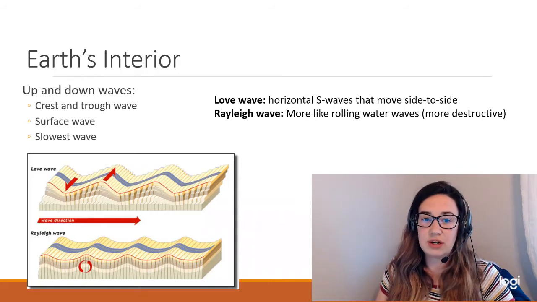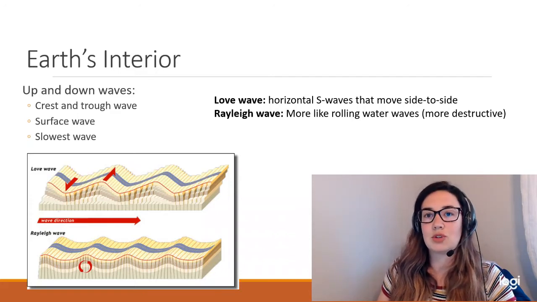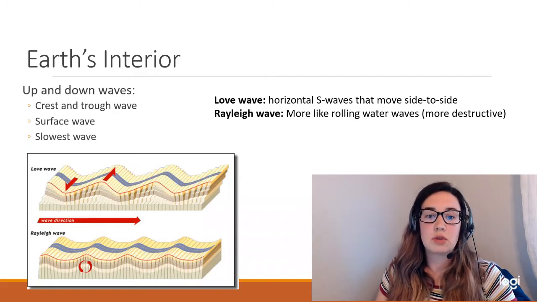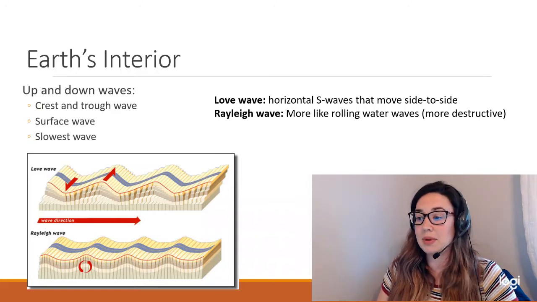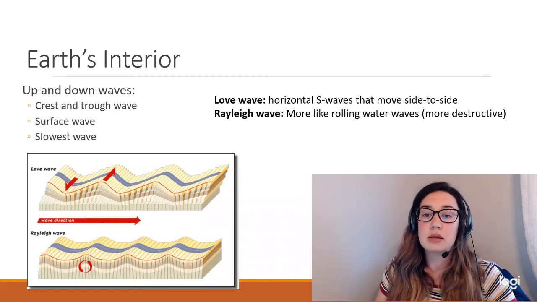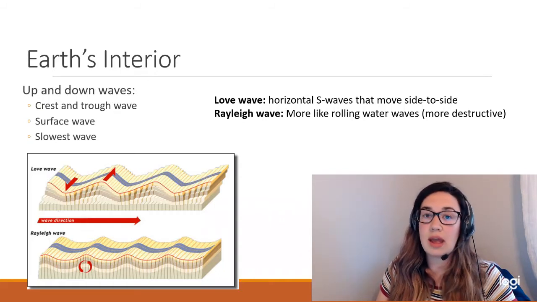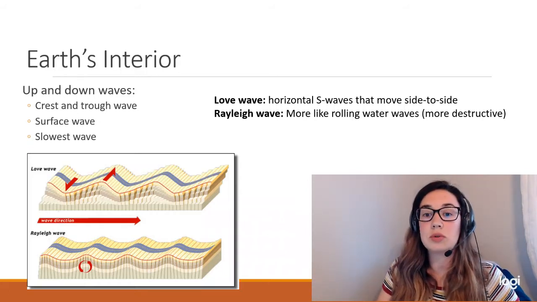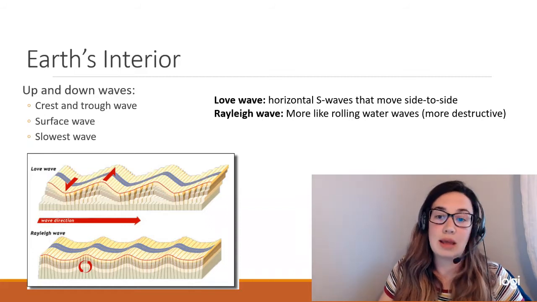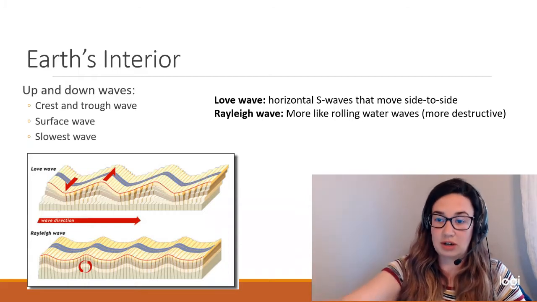So in Earth's interior, there are also up and down waves, also known as crest and trough waves. These are a type of surface wave, and they are the slowest wave. There are two types of these up and down surface waves. They include the Love wave, which is a horizontal S wave that will move from side to side. And there's also what we would call a Rayleigh wave, which is like a rolling water wave, kind of like a more destructive rolling water.